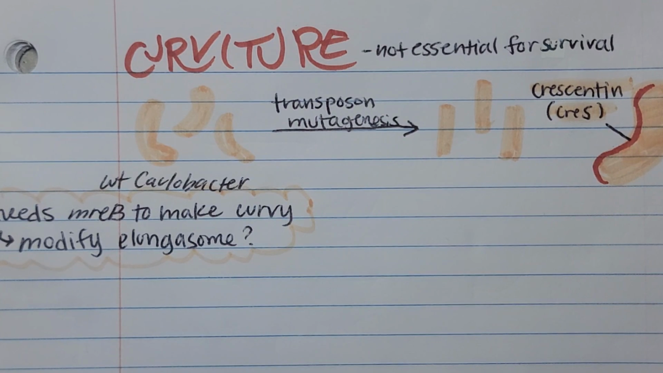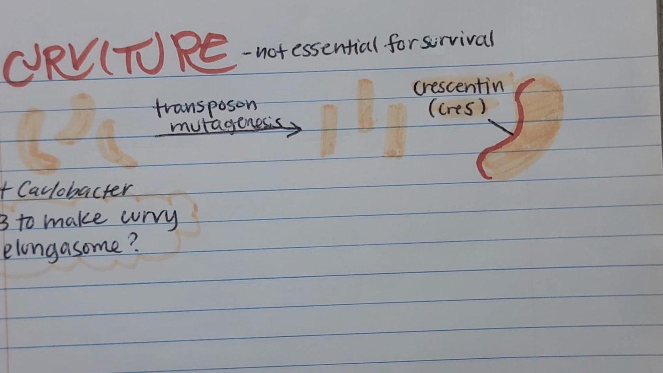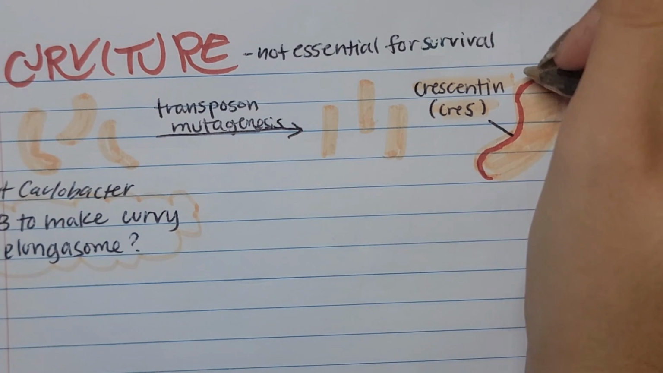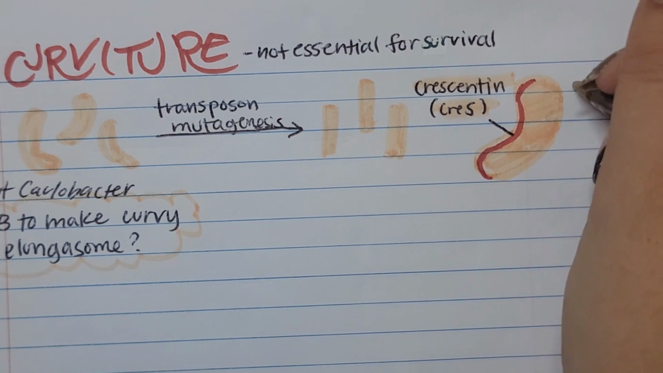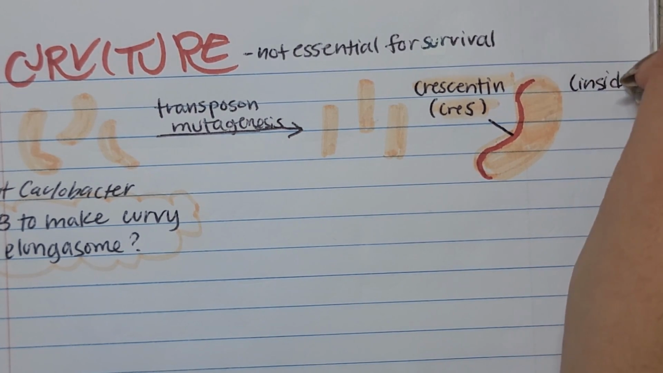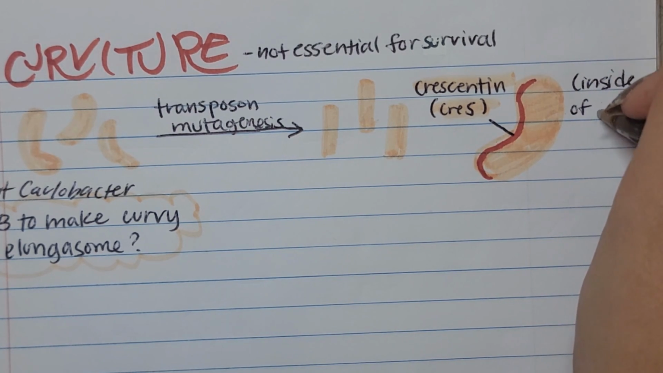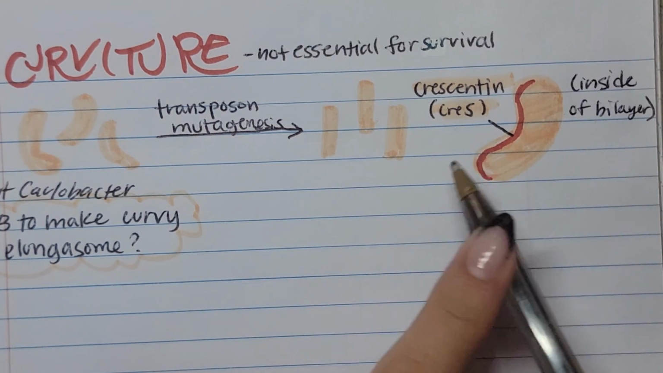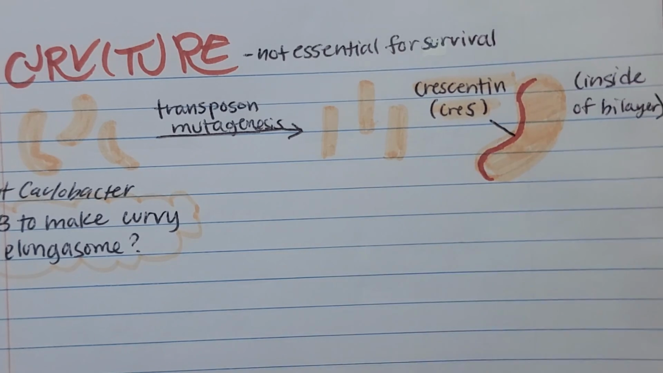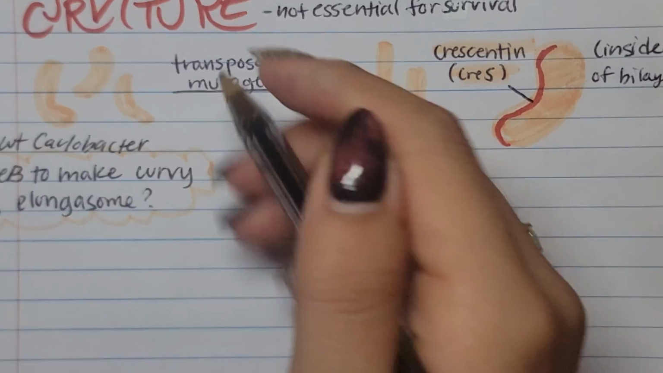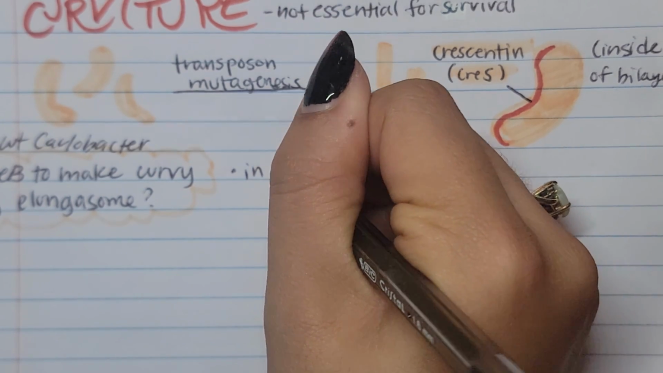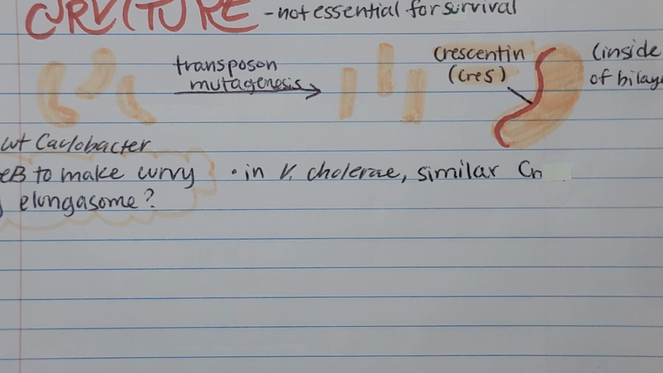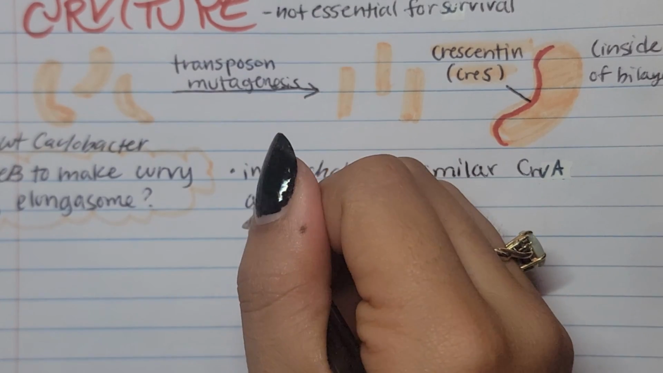We found a thing. And maybe I should expand this line just a little bit, because it's actually on the inside of the cytoplasmic membrane. I'm just going to say inside of bilayer. So it's not on the outside, like with the cell wall, it's on the inside. But there actually is another one that's on the outside. In cholera, you could say Vibrio cholerae, a similar protein called CrvA acts in the periplasm.